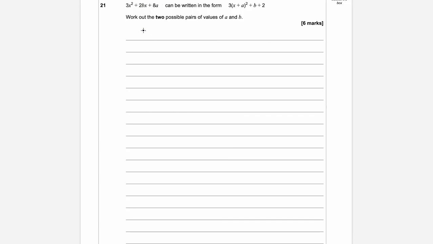So I'm going to take out the 3 first out of this. Okay, so I have 3 square brackets. I then have x squared plus, I need this divided by 3. So it's 2b over 3x. And then I'm just going to do the plus 8a over on the side.